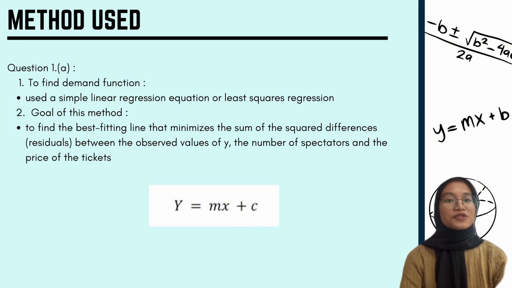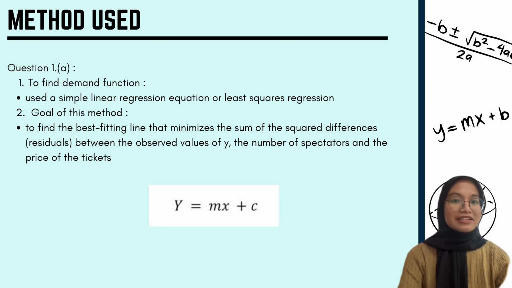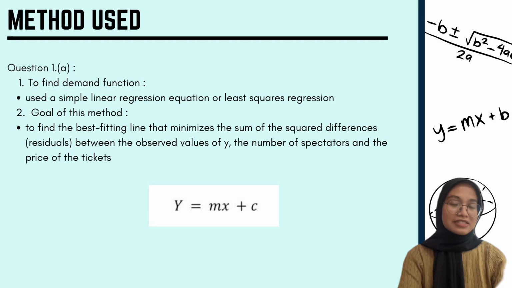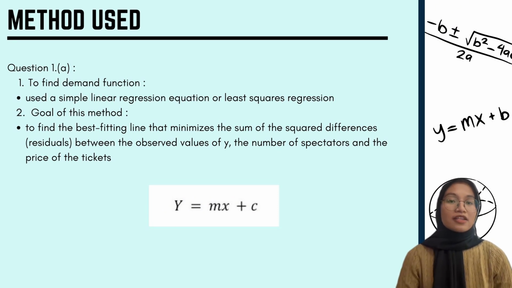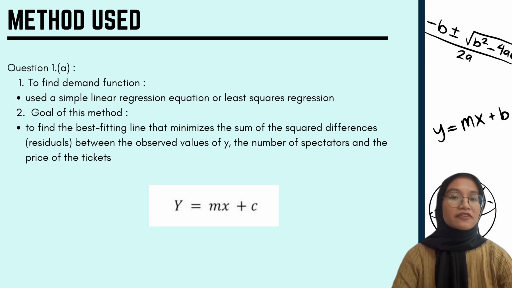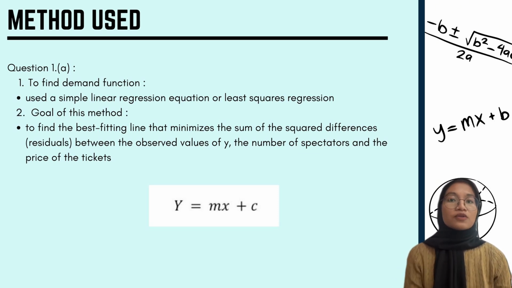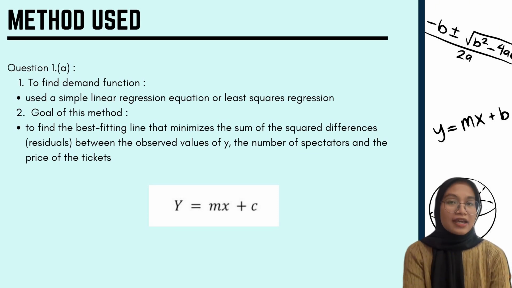I will present to you the methods we used for solving these questions. For the first question, we use a simple linear regression equation method, or what we call the least squares regression method. For this question, we use the formula y equals mx plus c, where y represents the number of spectators and x represents the price of the tickets. The goal of this method is to find the best fitting line that minimizes the sum of the squared differences between the observed values of y and the fitted values.